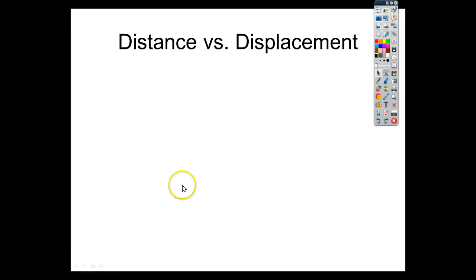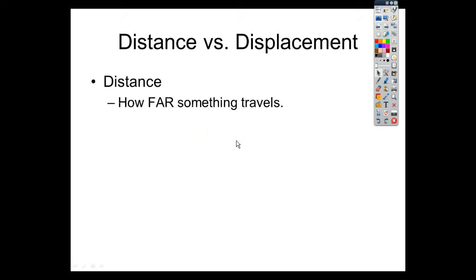Hey there, these are the motion examples, number 1 through number 5. And we'll first talk a little bit about distance versus displacement and what the definition of each one of the two things are. Distance basically is just how far something travels.